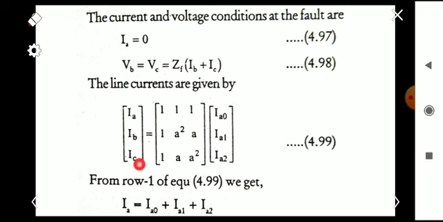And from row 2 and row 3, that is IB and IC, we will get IB is equal to IA0 plus A square IA1 plus A IA2, and IC is equal to IA0 plus A IA1 plus A square IA2. If we add these two equations, IB plus IC, at last we obtain 2IA0 plus (A square plus A) IA1 plus (A square plus A) IA2. Also we know that 1 plus A plus A square is 0.